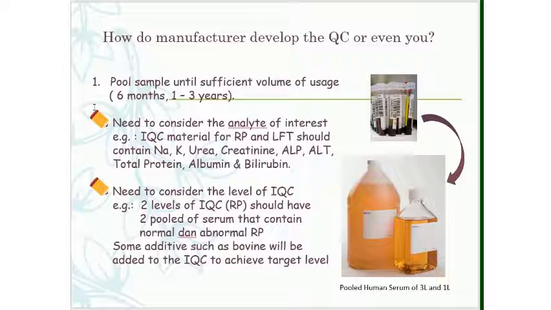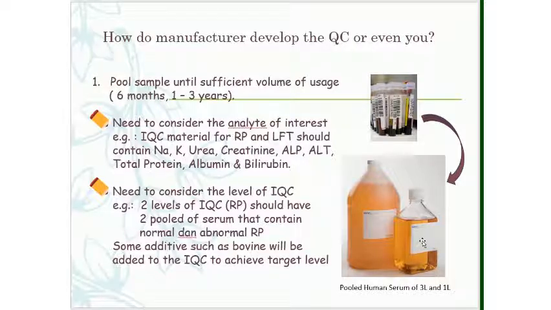Okay, how do manufacturers develop the QC, or even you? First of all, we need to pool the sample until sufficient volume for usage, such as 6 months or 1 or 3 years. We need to pool the sample. And then this is an example of pooled human serum of 3 liters and 1 liter.